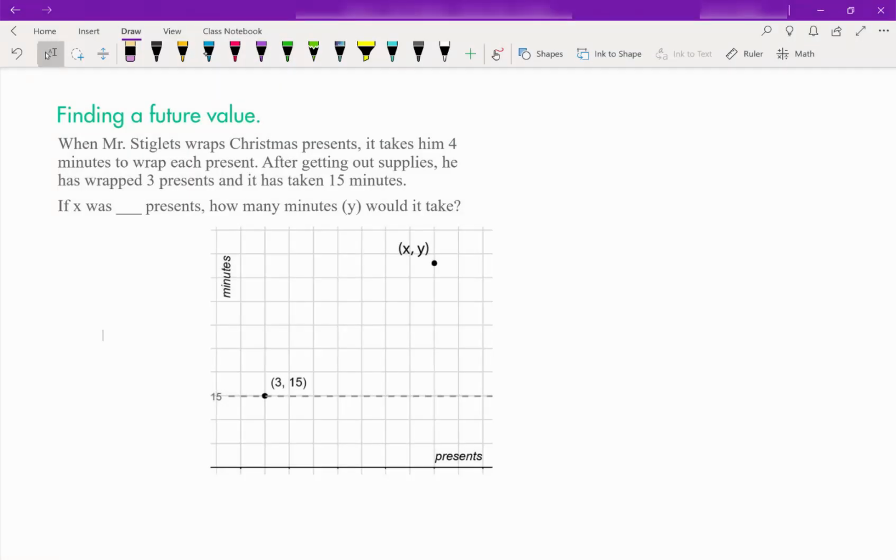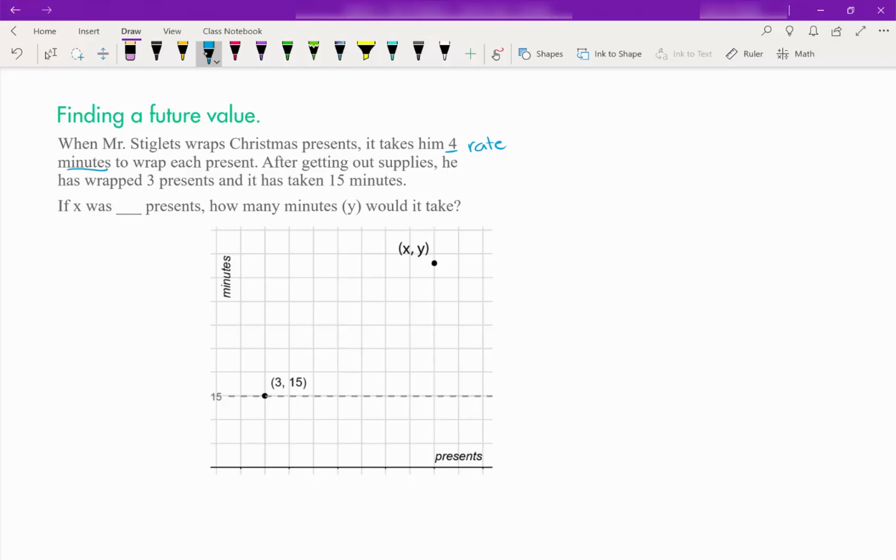All right, so let's go ahead and change our situation. Now let's take a look at this Mr. Stiglitz who's wrapping Christmas presents. It takes him 4 minutes to wrap each present, so that's, notice, a rate of change. And after getting out supplies, so that must have taken some amount of time, he's wrapped 3 presents so far, and it's taken 15 minutes.